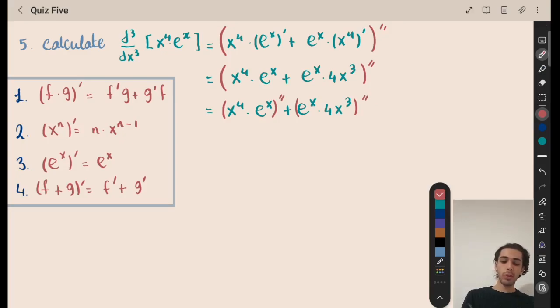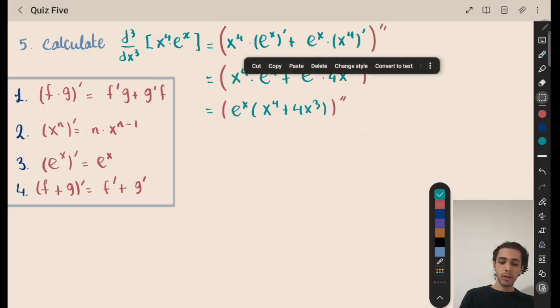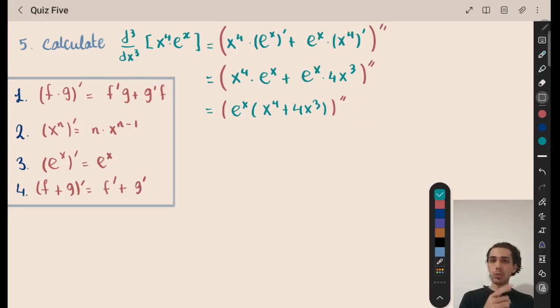Or you could also do something. So you could factor the e to the x. I like this approach better. And you get x to the fourth plus 4x to the third. Because we can just apply the product rule again and again and again. Yeah, I like this much better. You can do it in the other way. You can actually get the answer in so many ways. That's what's very special about doing mathematics.